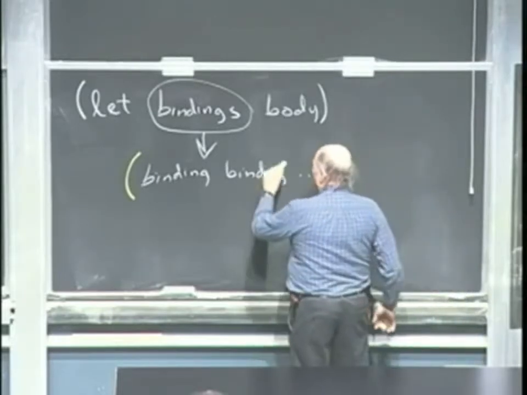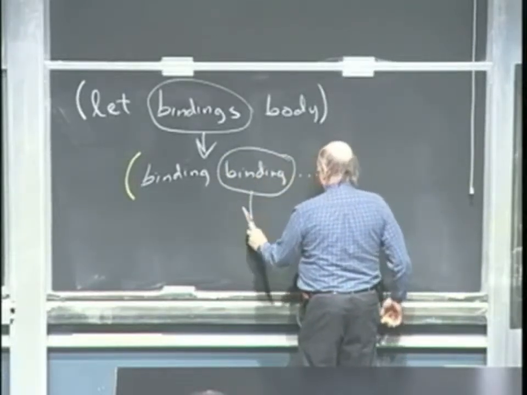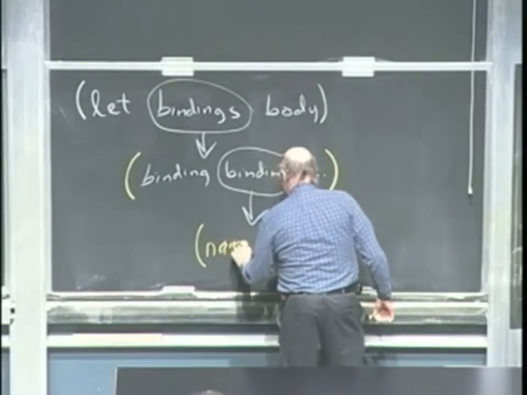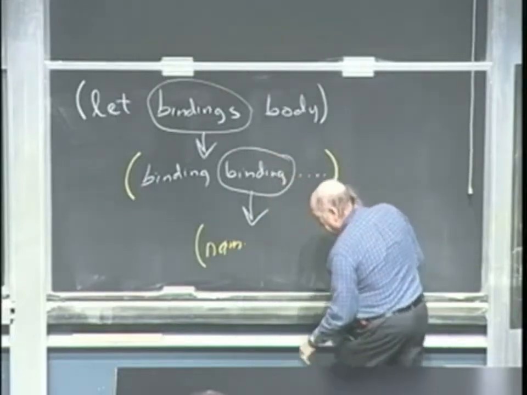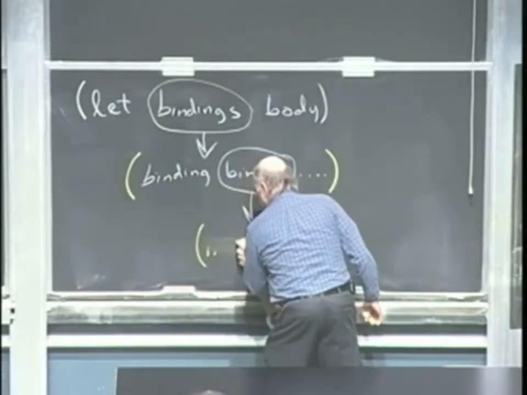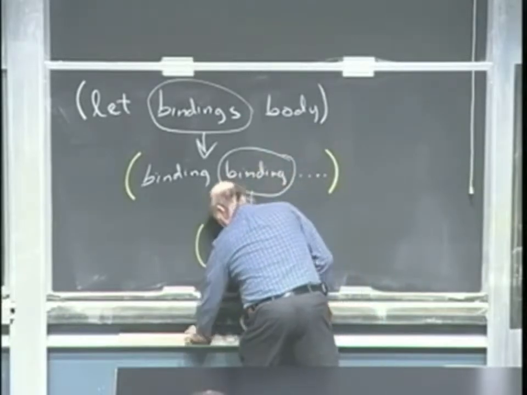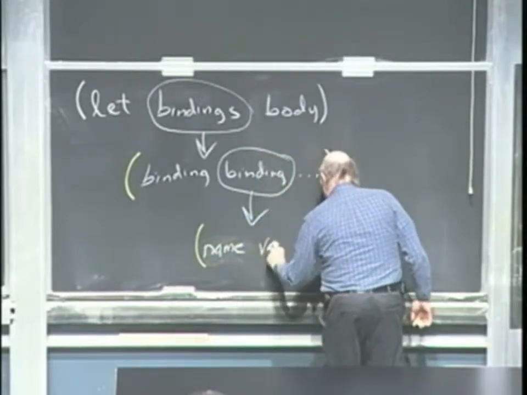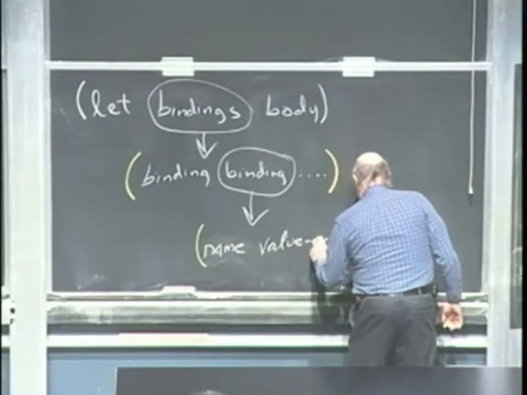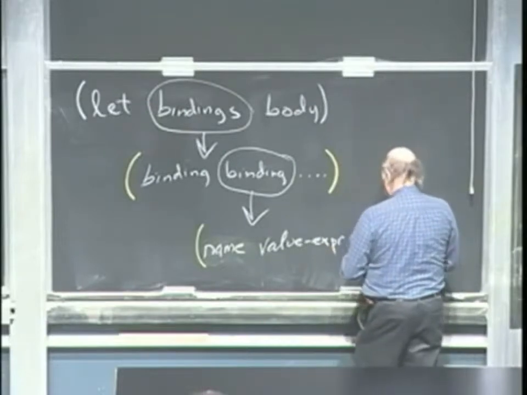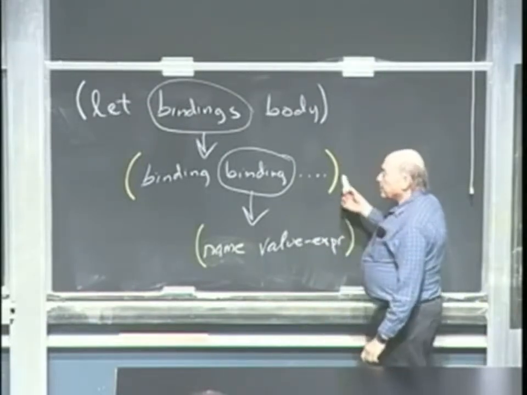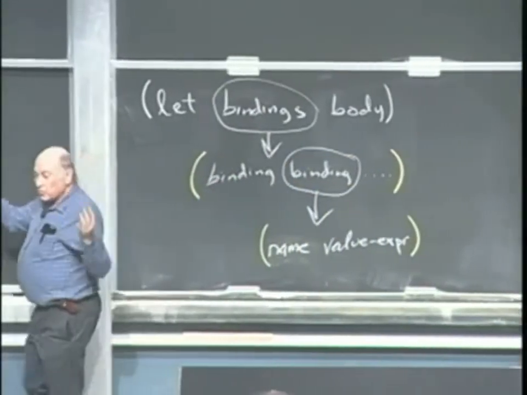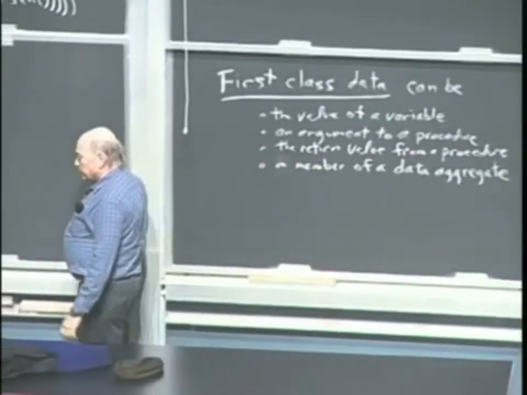And a binding is parenthesis, name. Oops, I didn't want that in yellow. I just wanted the parenthesis in yellow. Name and value expression. Close parenthesis. So 2 levels of special parentheses in a let. One of them delimits all of the bindings, and the other one delimits an individual binding.